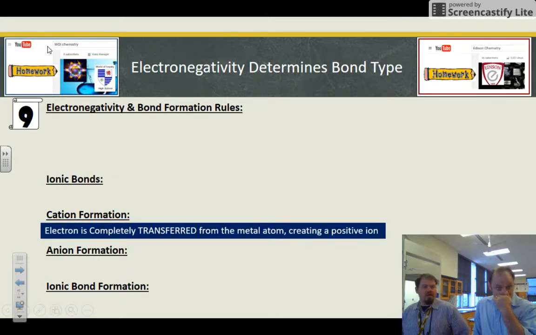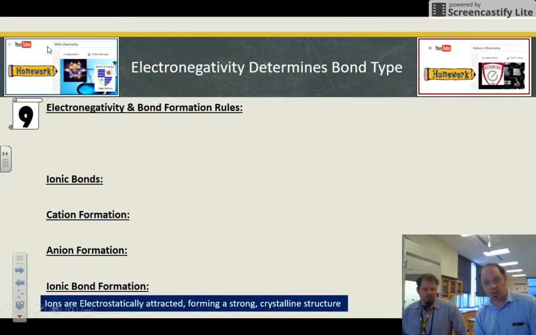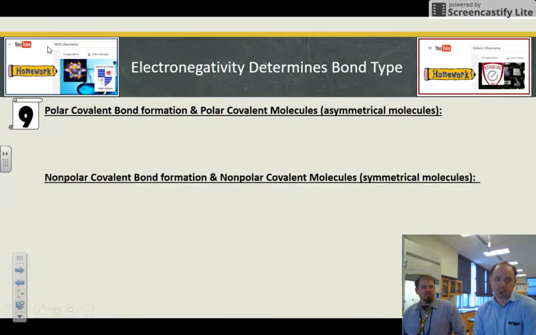And just, cation formation, to form that positive ion, the electron is going to be completely transferred from the metal, creating the positive, and it goes to where again? The anion, the non-metal, there you go, where the electron is completely transferred to the non-metal, making a negative ion. So again, positive and negative transfer electrons, get stuck in that electrostatic force of attraction we call an ionic bond. That's really how it works.